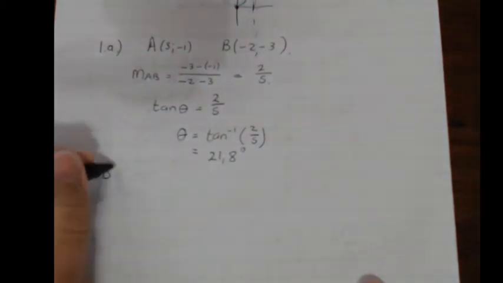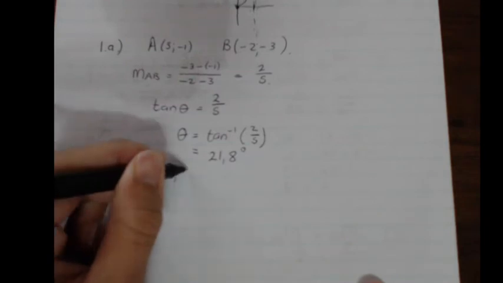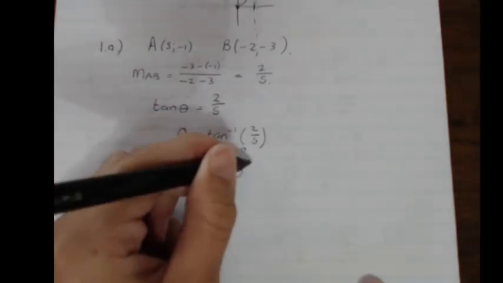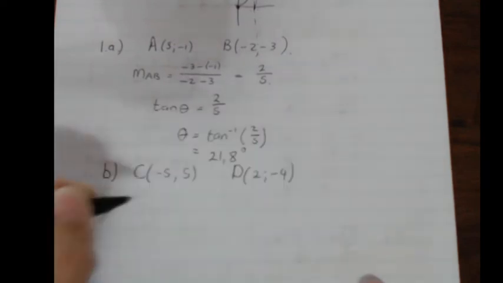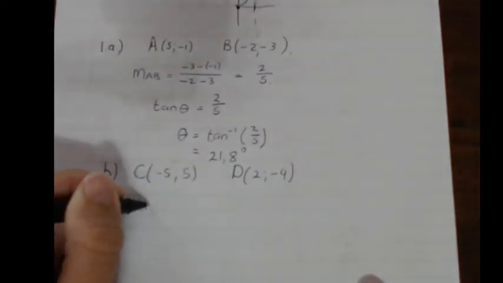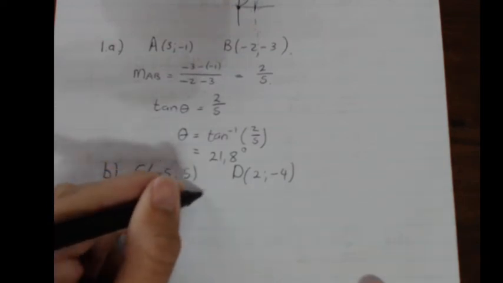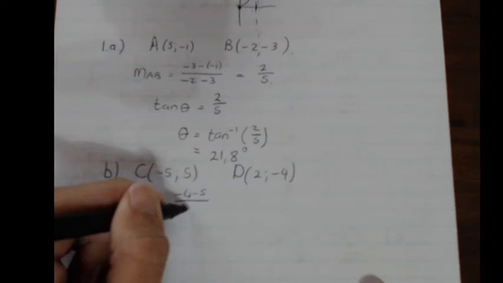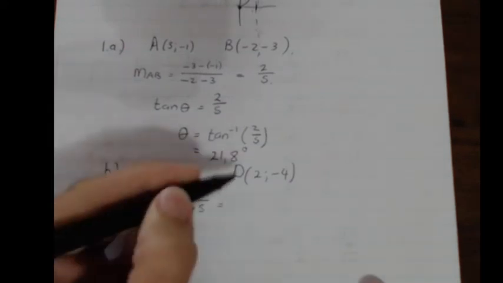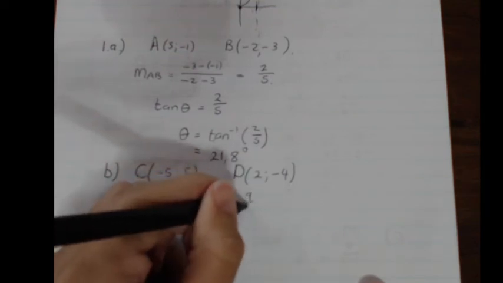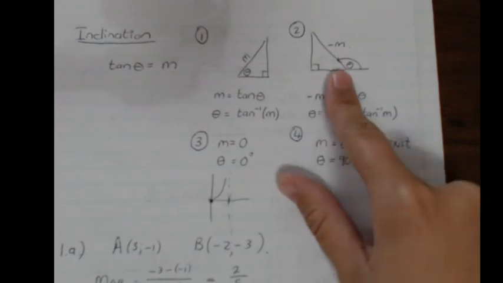Okay, question B is the angle of inclination between C, which is the point -5,5, and D, which is the point 2, -4. So the first thing I'm going to do is calculate the gradient of CD. So difference in y over difference in x. It's -9 over 7. And now you see this is scenario 2, where I have a negative gradient.